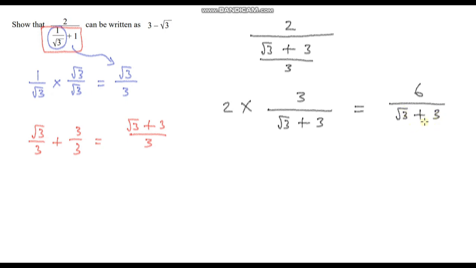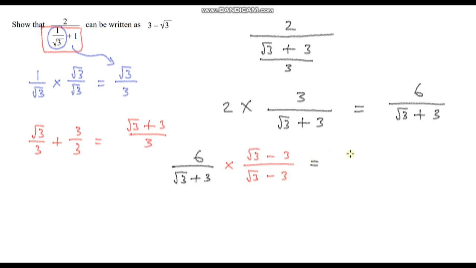So we're getting there slowly, but notice again, we've got a surd in the denominator. We need to get rid of that, so we need to rationalise this denominator. Let's do it over here. We've got 6 over root 3 plus 3. And to rationalise, I'm going to multiply by root 3 minus 3 over root 3 minus 3.